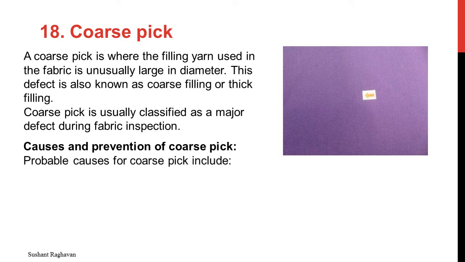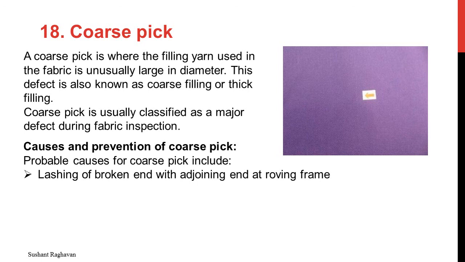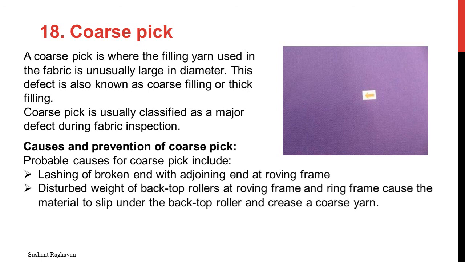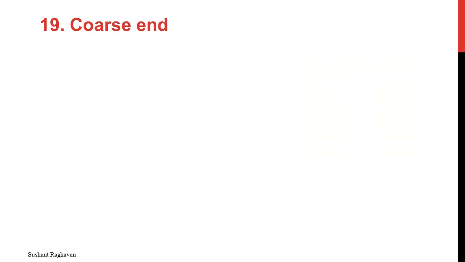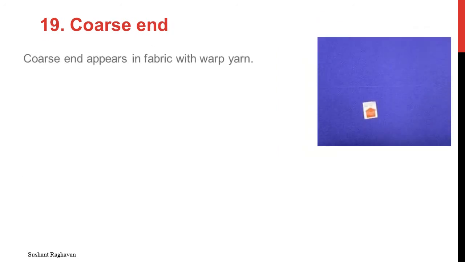Probable causes for coarse pick include lashing or broken end with adjoining end at roving frame, disturbed rate of back top rollers at roving frame, and ring frame causes the material to slip under the back top roller and create a coarse yarn.